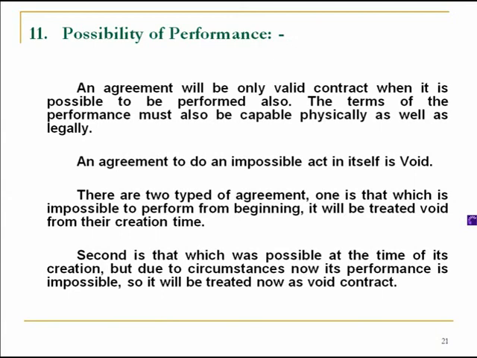There are two types of agreement. One was possible at the time of creation, but from then onwards it is impossible. So this was a performance-based deal from the start, but onwards it is now impossible. But if there is a deal which was impossible to perform from the beginning, then it is void from stage one. So this is the meaning of possibility, meaning you require to perform it physically as well as legally.